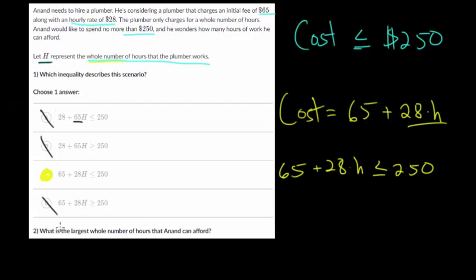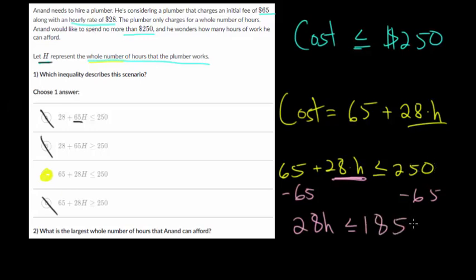So what is the largest whole number of hours that Anand can afford? So now we're just going to solve the inequality. So minus 65 on each side so that we can isolate the H term. So you get 28H less than or equal to, so if we take away 50, that brings us to 200, and 15 more would bring us to 185. Now we divide. So divide each side by 28, you get 185 over 28, and this is about 6.607.